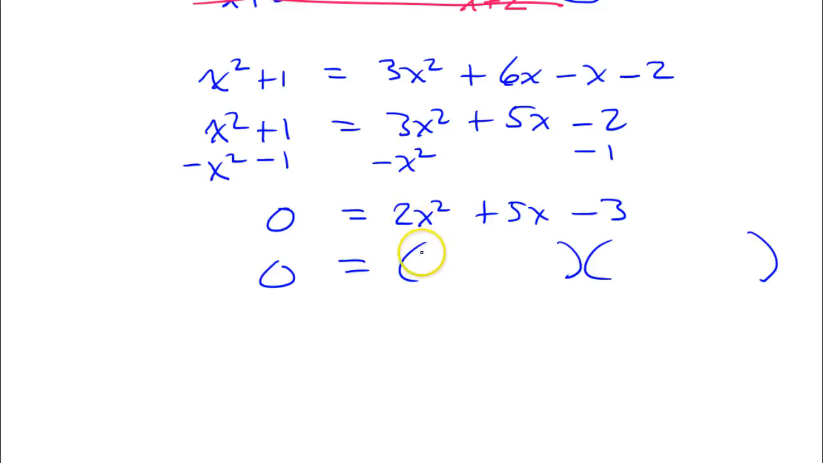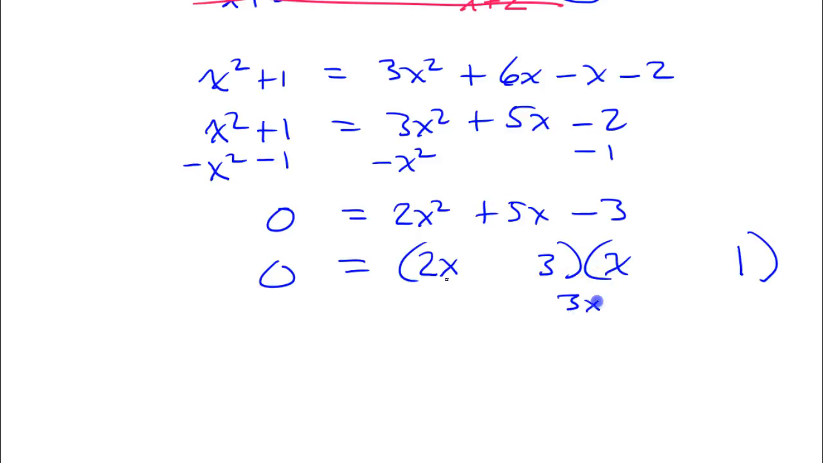But let's see, 2x squared can only factor as 2x and x. 3 can only factor as 3 and 1. Now, it makes a difference whether you put the 3 here and the 1 here, or the other way around. I think this is the wrong place, but let me start with it in the wrong place to show you why it's wrong. Inner plus outer must equal middle.